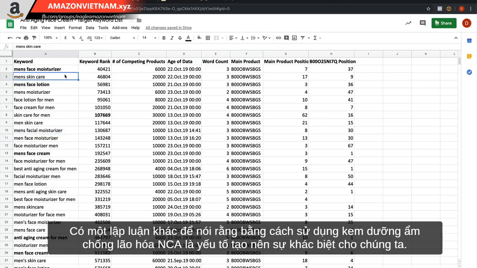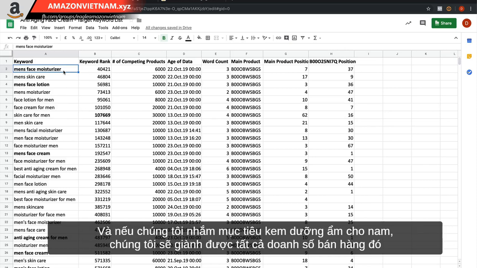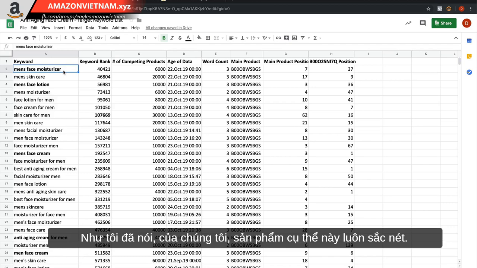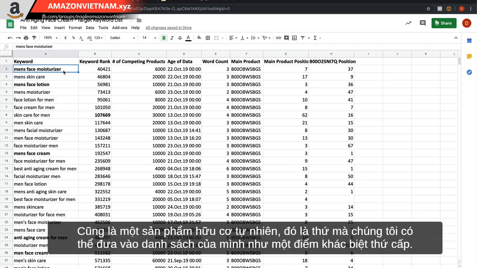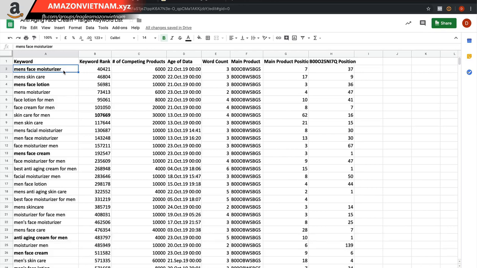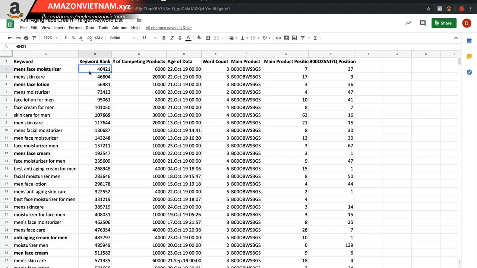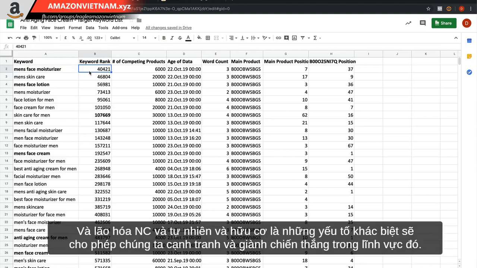There's another argument to say that by having an anti-aging moisturizer is our differentiator, sets us apart, and if we were to target men's face moisturizer, we would win all of those sales because all of the other results are just general moisturizers and not anti-aging moisturizers. As I said, this specific product, Stay Sharp, is a natural organic product also, which is something that we can bring through in our listing as a secondary differentiator. So we may find down the line that actually we will go after men's face moisturizer because it has more volume, it's been searched more frequently, and anti-aging and natural and organic are differentiators that will allow us to compete and win in that category.